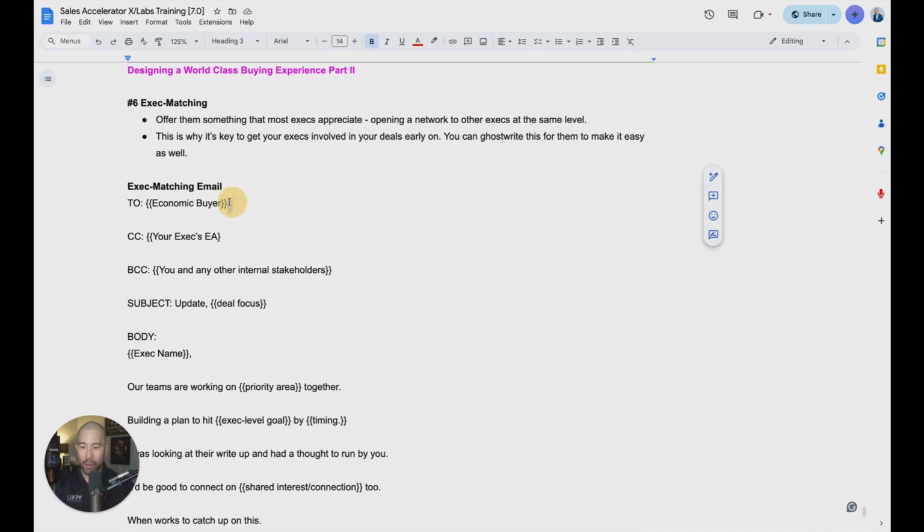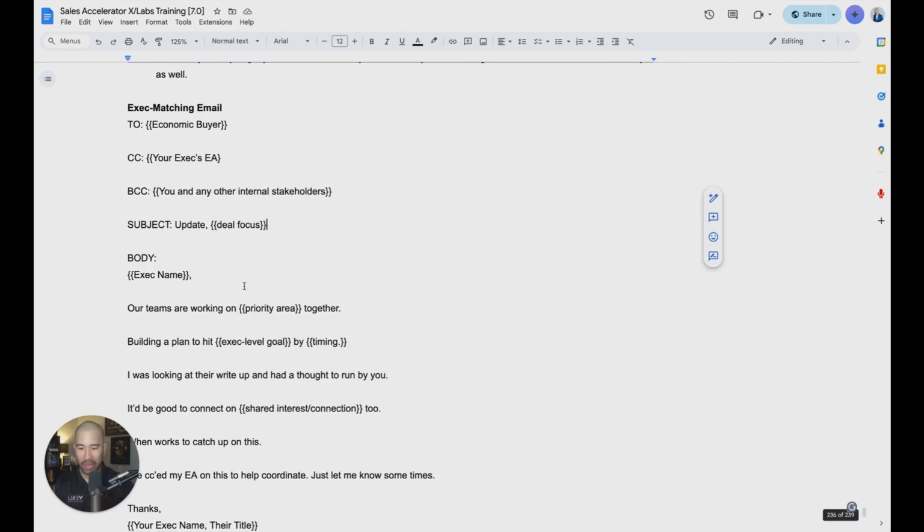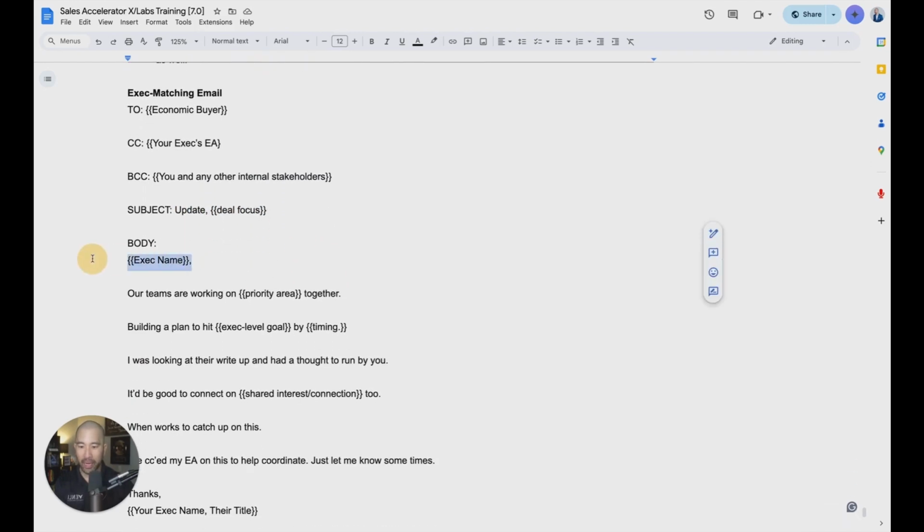Okay. So, to the economic buyer. CC your exec's EA. Say, for example, this is the CFO. Maybe this is from your CFO, right? That'd be powerful. Or CTO, right? BCC, ideally, you and any other internal stakeholders, and then update the deal focus, whatever the focus is going to be. Okay, AI governance, whatever. I'm just picking an example. Body: exec name, so to the economic buyer they're writing to.